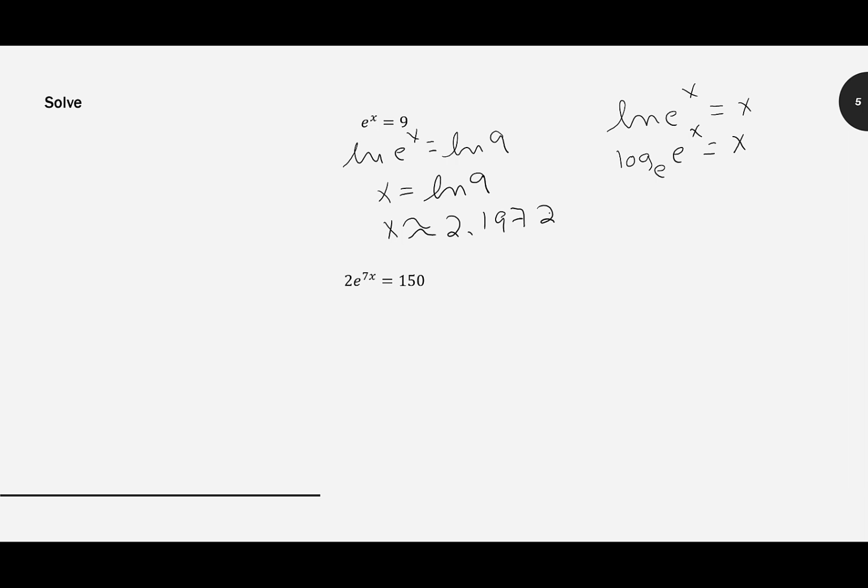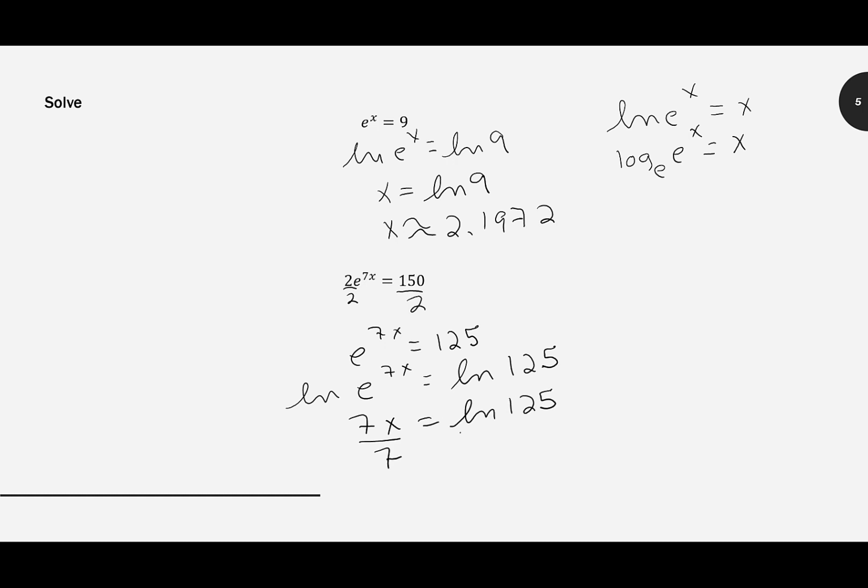My next one says 2e to the 7x is 150. You want to isolate the e before you apply the natural log. So let's start by dividing by 2. e to the 7x is 75. Then we take the natural log of both sides. So natural log of e to the 7x is natural log of 75. Natural log of e, it goes away. I have 7x that comes down. Natural log of 75. Divide by 7, divide by 7. So x is exactly the natural log of 75 over 7.